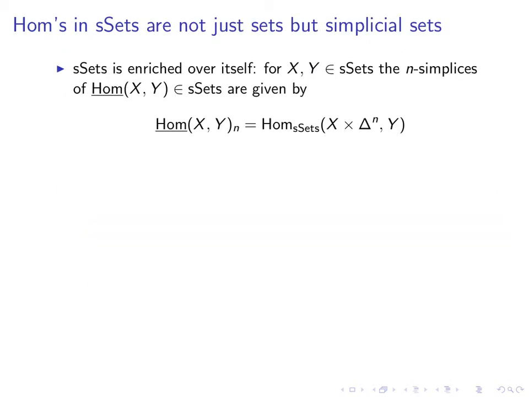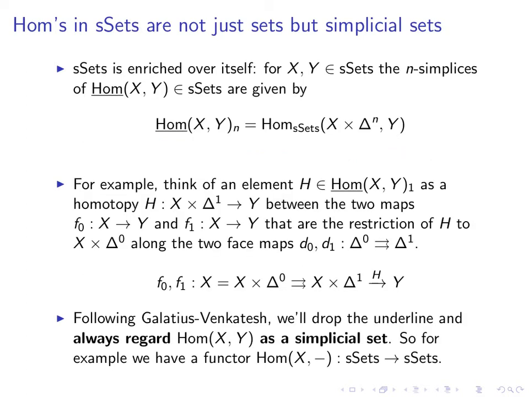One thing that's going to be used throughout this talk is that the category of simplicial sets is enriched over itself. What does that mean? Well, for two simplicial sets X and Y, the Hom between X and Y is not just a set, but a simplicial set. And here are what the n-simplices are. This is given by this formula.